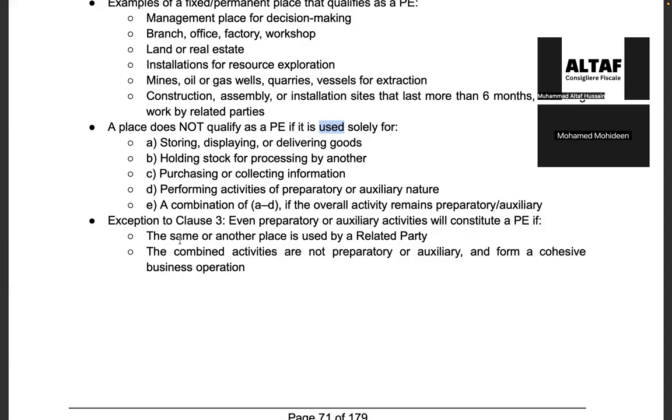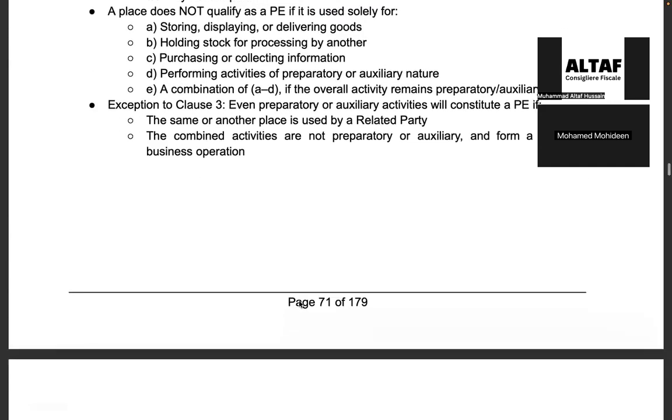So in their separate, isolated capacity, the boat as well as the blade fall under this category, ancillary or auxiliary activities. But combine them, and it will become an exception to the exception. So even preparatory or auxiliary activities will constitute a PE if the same or another place is used by a related party. The combined activities are no longer preparatory or auxiliary and form a cohesive business operation. Do you understand what I just illustrated through that boat example?